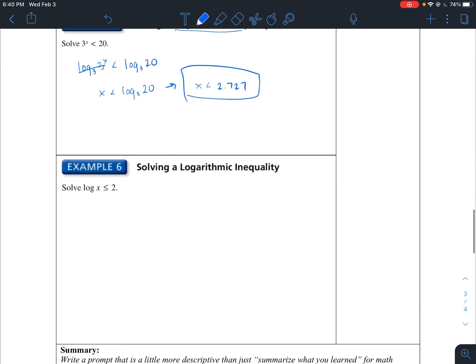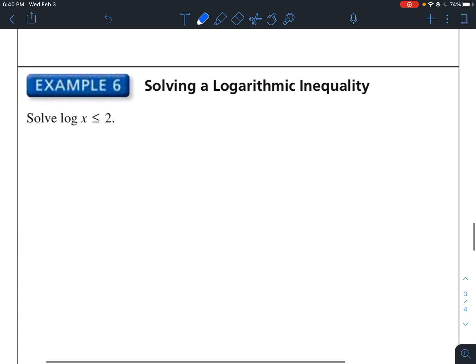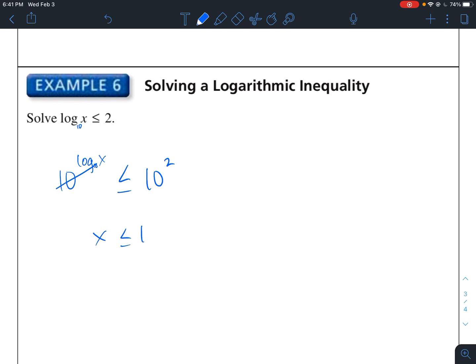So this one, number 6, is a logarithmic inequality. Because only one side is a log, I'm going to use the inverse property of logarithms, meaning that, so this is a common log, so the base is 10. So I'm going to do 10 raised to log base 10 of x, and this is less than or equal to 10 raised to the second power. So I'm raising both sides to 10. Now on the left side, those cancel because they're inverses, so I'm left with x is less than or equal to 100.